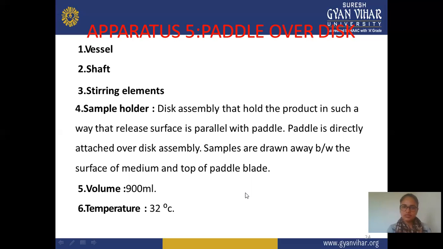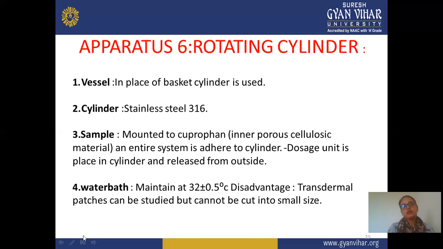You can easily replace the sample with the help of the top of your paddle over disc apparatus. The volume is 900 ml for this paddle over disc apparatus, and the temperature is 32 degrees Celsius. In this, the required temperature is lower, that is 32 degrees Celsius.